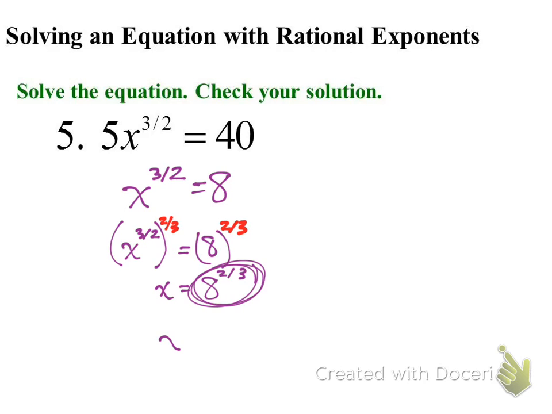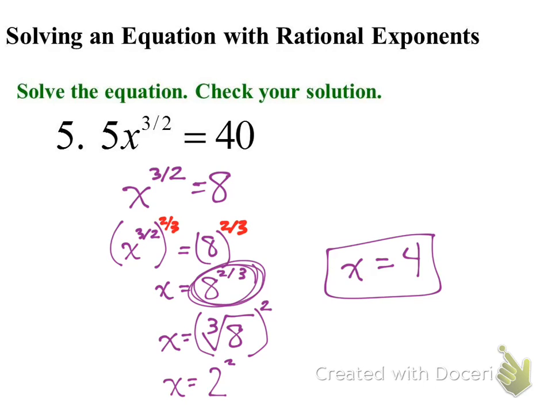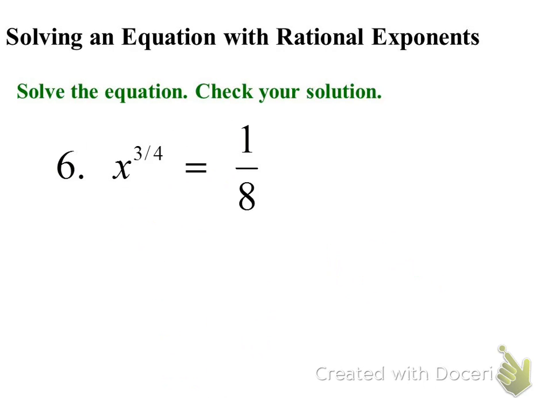So denominator becomes the index. We've got cubed root of 8 squared. This is one way of looking at it. So cubed root of 8 is 2, and then square that. All right, this is the next one.